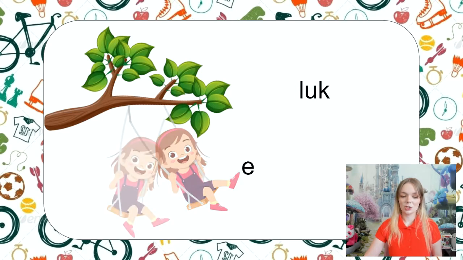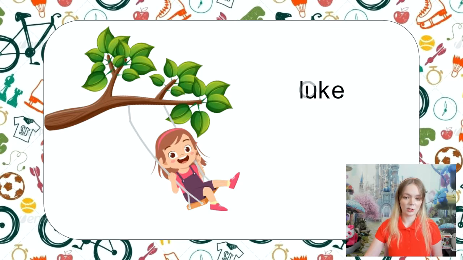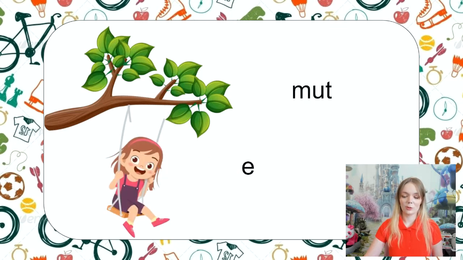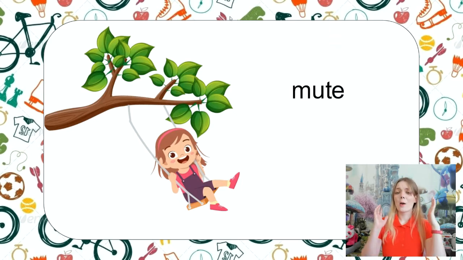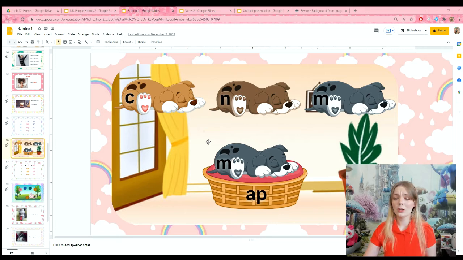Do it again. She's going to swing back, come forward, kick our E. We have a new word. One more time. Swing back, come up, kick the E. There we go. My students love these animations. It makes the lesson seem more professional. It's more fun, more interactive. I have one more example.